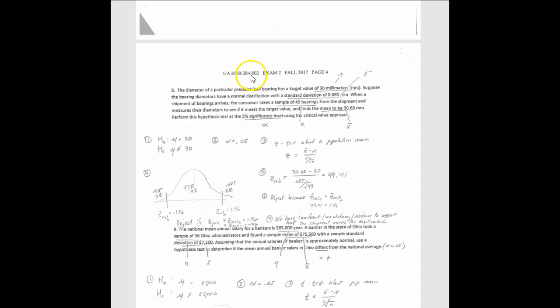The diameter of a precision ball bearing has a target value of 30. Target value, that should signify we're talking about a mean and talking about a population characteristic, so the mu. Suppose the bearing diameters have a normal distribution with a standard deviation of 0.085. All right, this signifies that we're talking about a sigma.